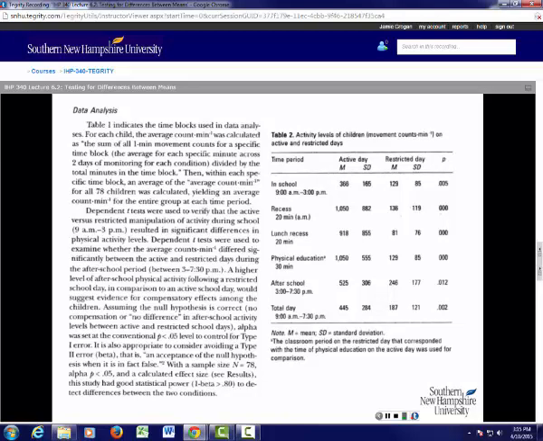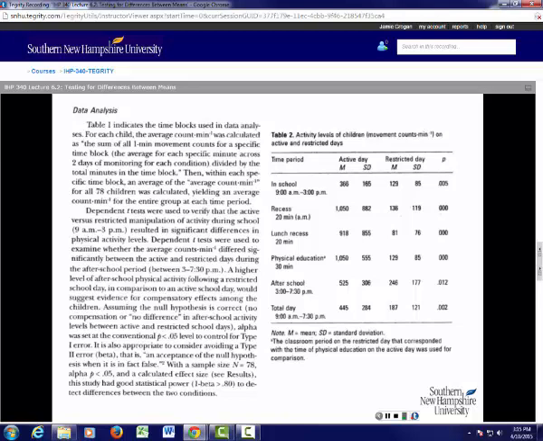So this is an example of a research study that had two groups being compared, or two conditions, active versus restricted. And in this study they looked at movement counts. That was the outcome variable. And they looked at movement counts chunked up into various pieces of time here. But it was always active day versus restricted. And they gave you a p-value.